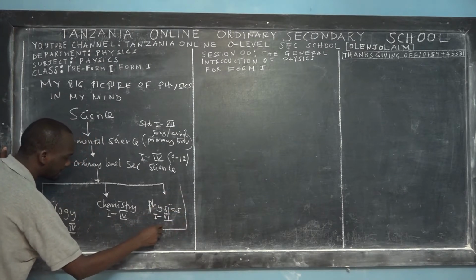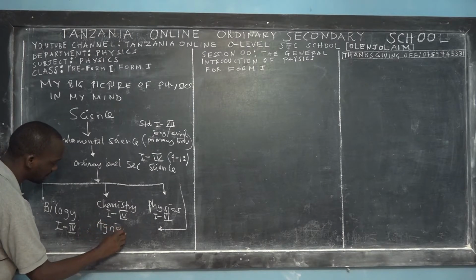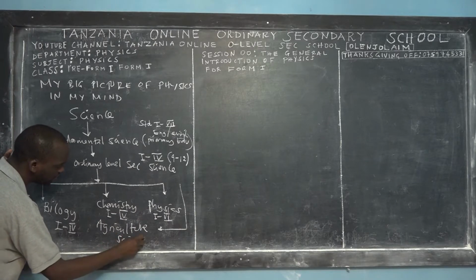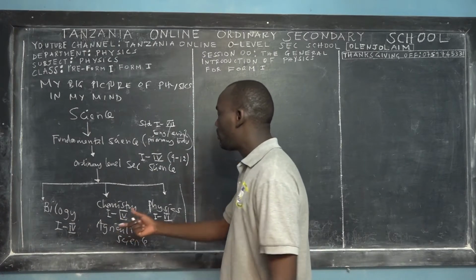We call it agriculture. So we meet with another scientific subject which is called agricultural science. Agricultural science, the education of farming. So that is in O level. So you have Form 1 to Form 4.